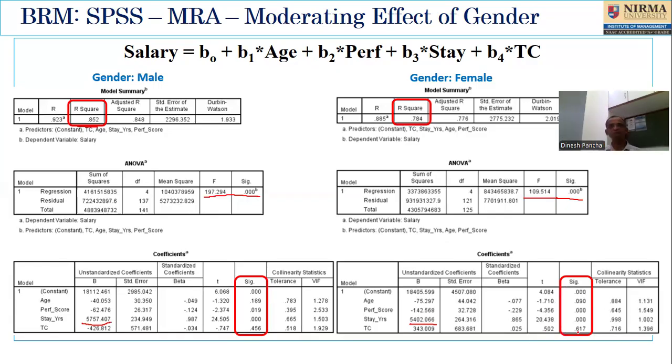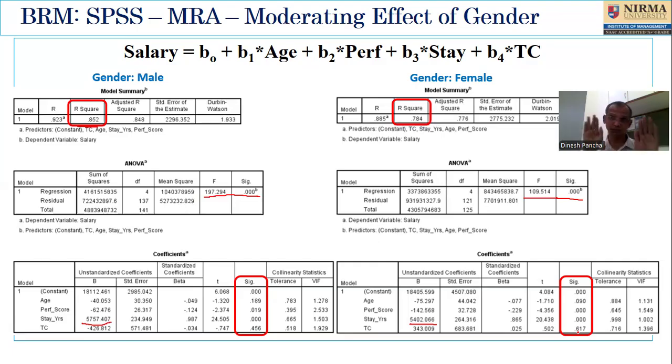So to conclude here, gender does not moderate the relationship between age and salary. Both were insignificant. Gender does moderate the relationship between performance and salary. In case of female, the impact is higher. Gender does moderate the relationship between stay and salary. In case of a male, the impact is higher. And gender does not moderate the relationship between TC and salary.